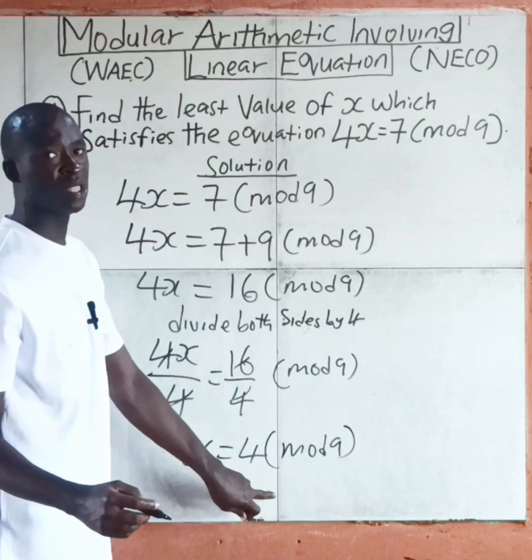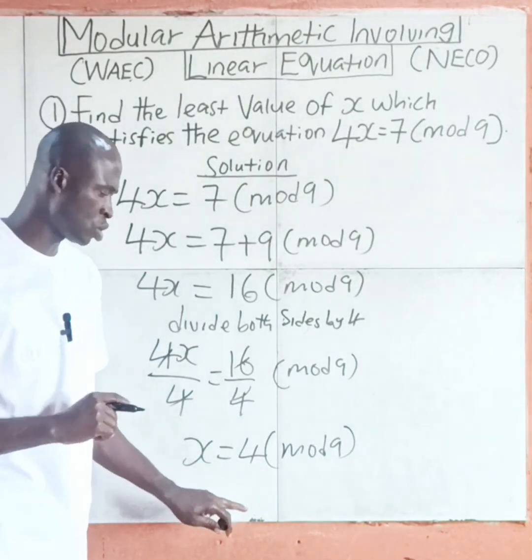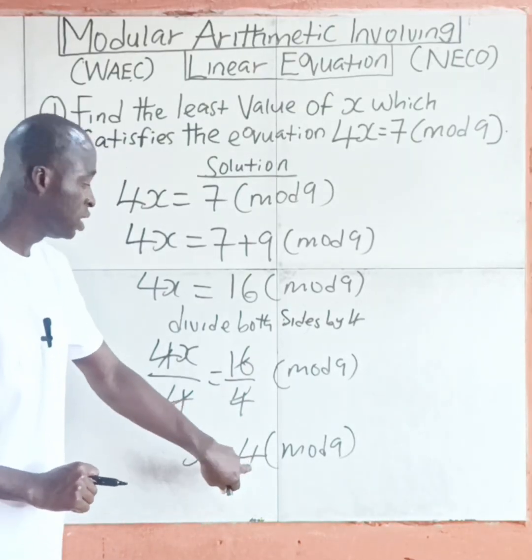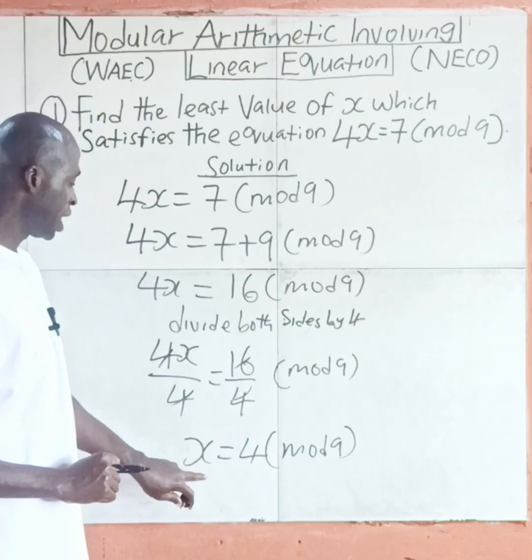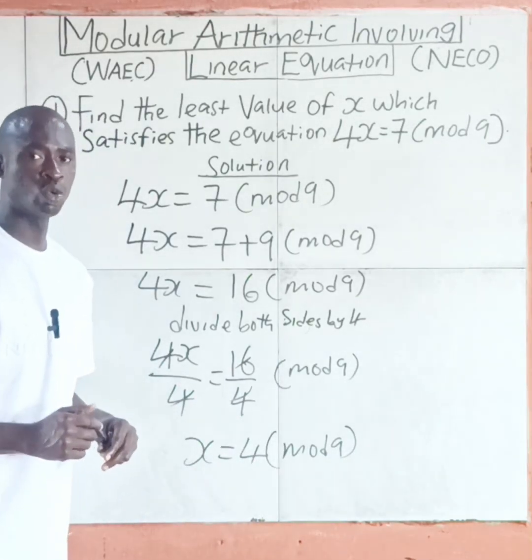This is a WAEC 2020 question. I think that should be question number 4 or thereabout. Whether question number 4 or question number 3, WAEC 2020, I still remember. So you can see for yourself, this becomes the solution to our question. Our final answer is x is equal to 4 mod 9. We'll quickly go to question number 2.